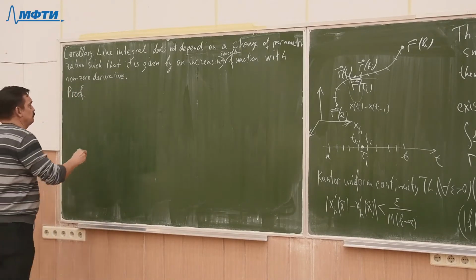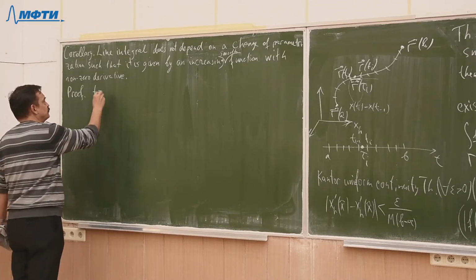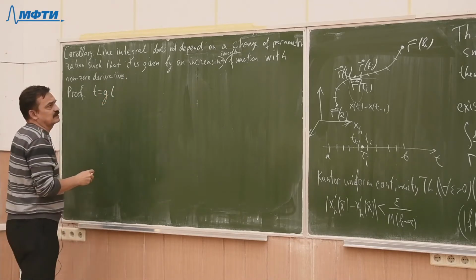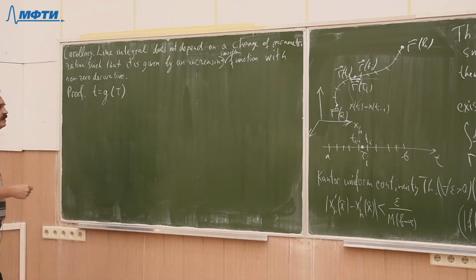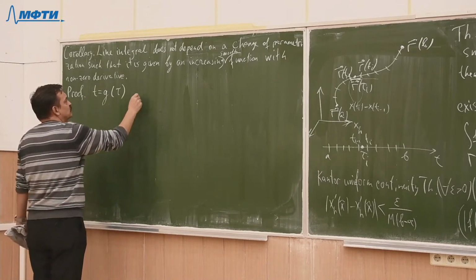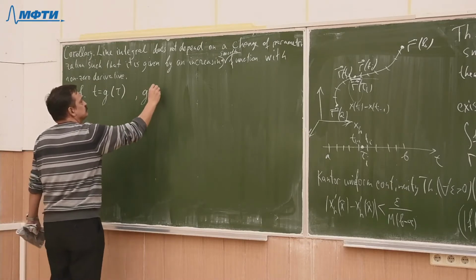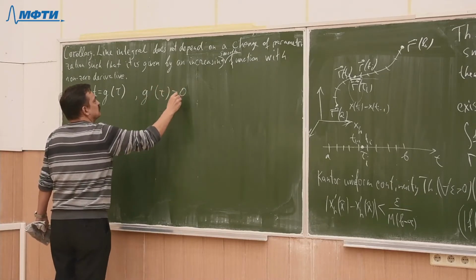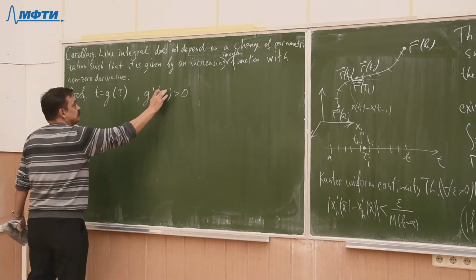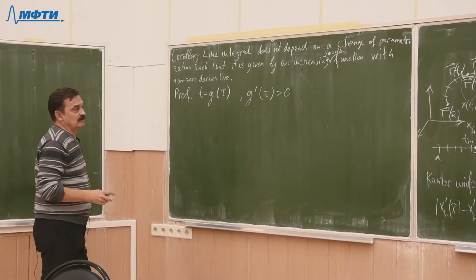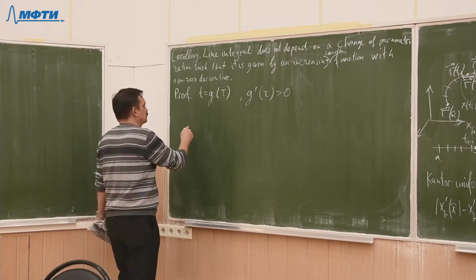So we consider a change of parameter like that. Let's say g of tau. Now I can use tau once again. So we know that g is an increasing smooth function, so g prime is positive, because the derivative is never zero, right? g prime is positive. Then what happens with the integral?